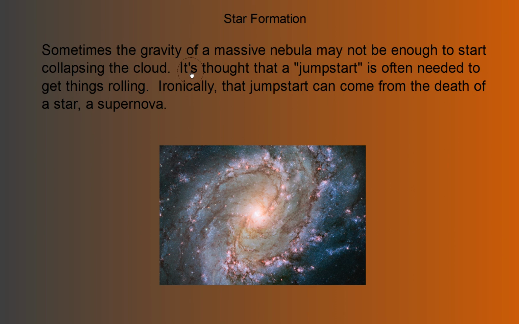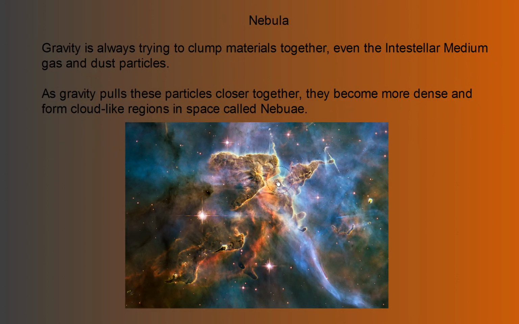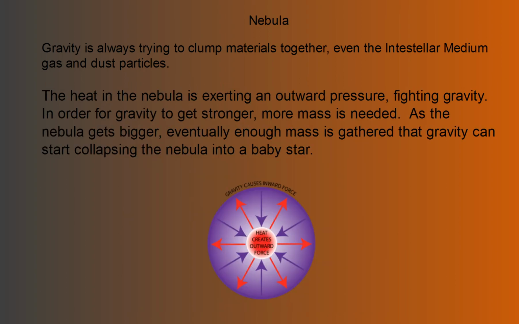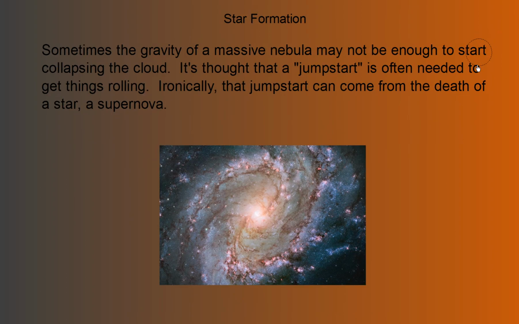Even then, sometimes it's thought that gravity isn't enough to get a massive nebula to start collapsing into a star. Sometimes it's thought that a jump start is needed, and a jump start is really just some sort of pressure. Ironically, one of these forms of pressure can come from the death of another older star, or a supernova. So a star explodes near a cloud, near a nebula like this one, and that pressure from the supernova will squeeze the cloud in this area, and then gravity's like, hey, thank you, I'll take that extra energy and just start collapsing more, and new stars are formed.